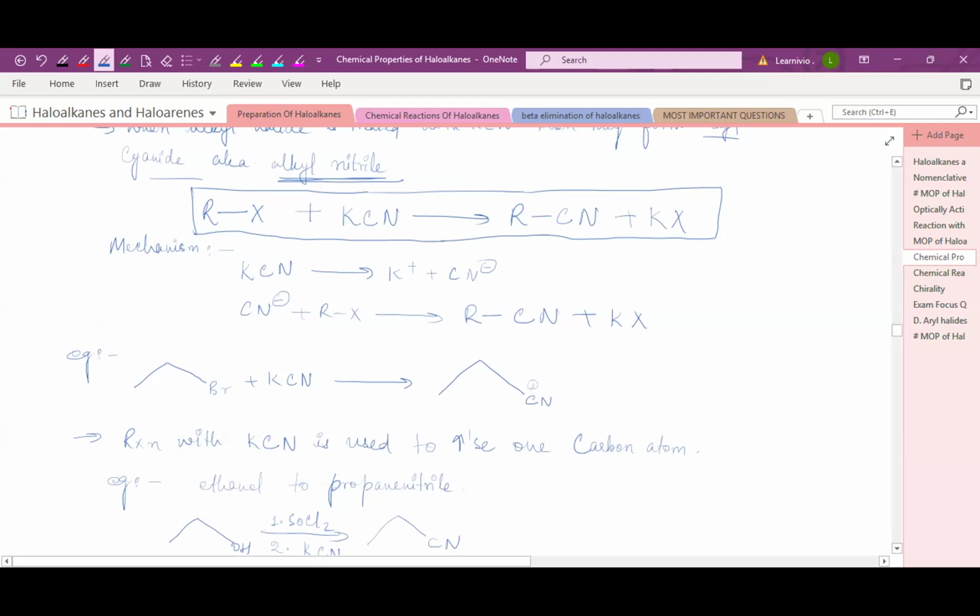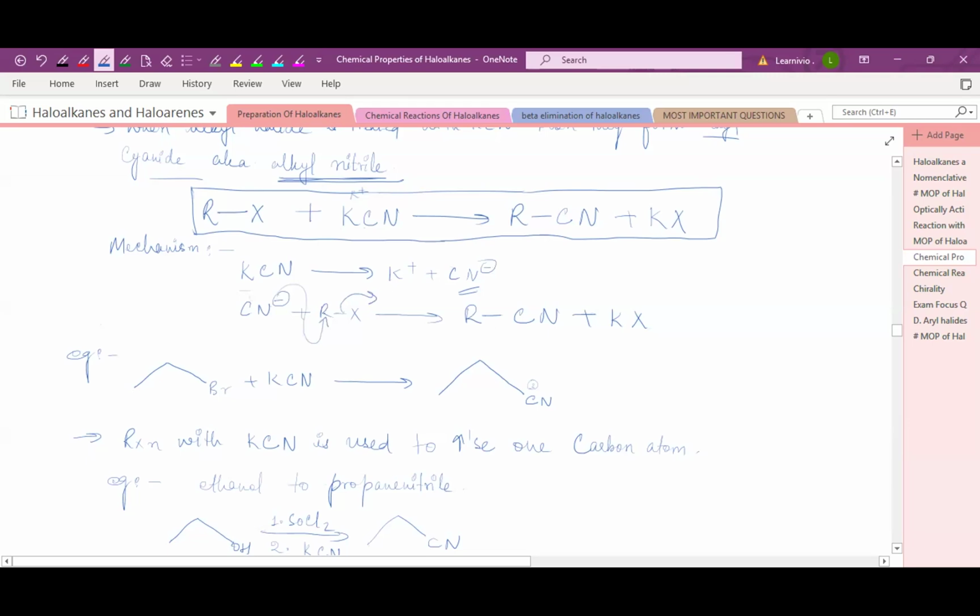Remember, if cyanide is attached to potassium, sodium or cesium, it will form an ionic bond. Since it is ionic in nature, it will dissociate to form K plus and CN minus, which I have written over here. Now the CN minus is the nucleophile. It will attack from the carbon site, not from the nitrogen. This will attack the alkyl group, the halide leaves, and you will get RCN plus KX.